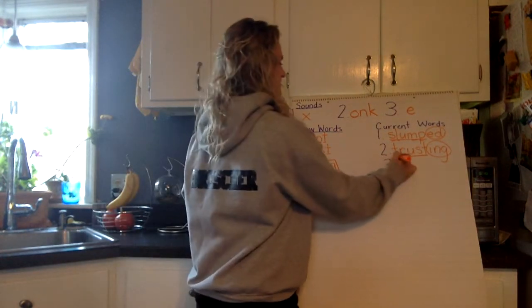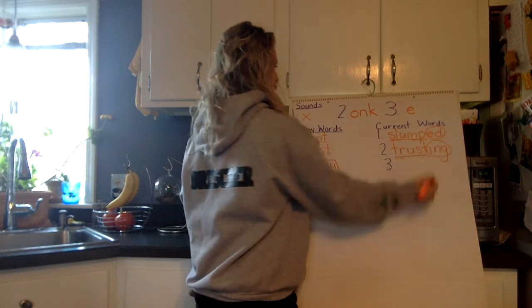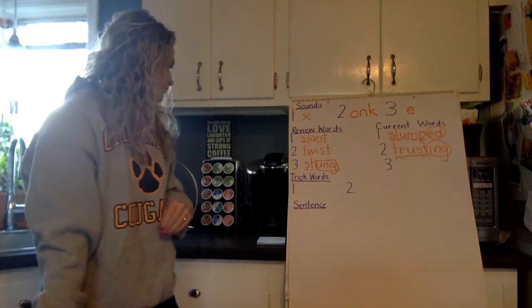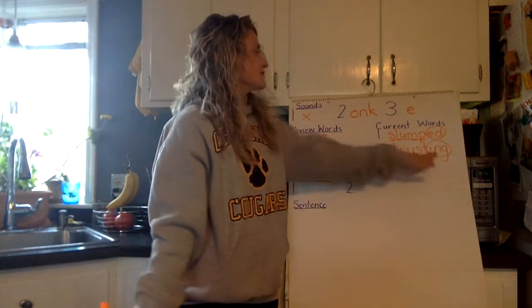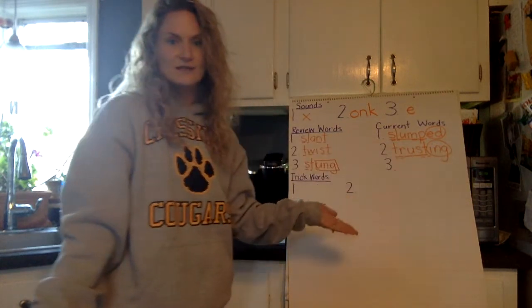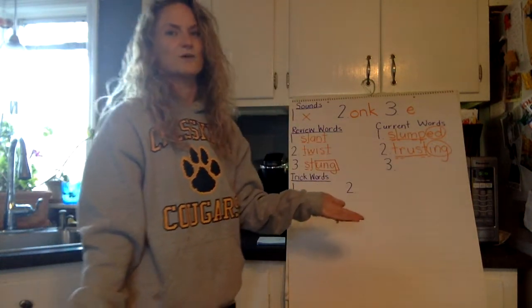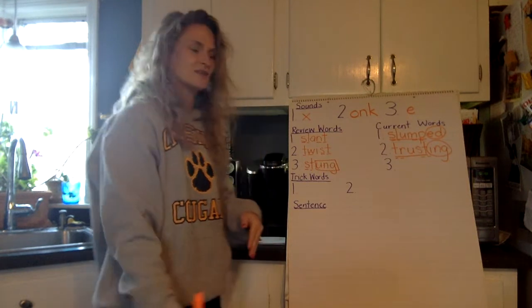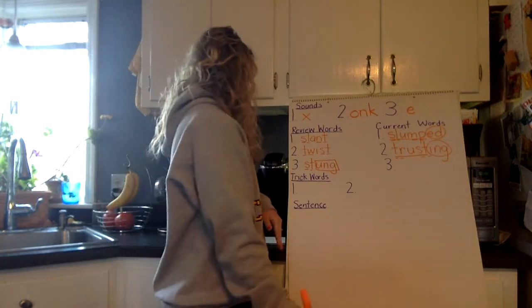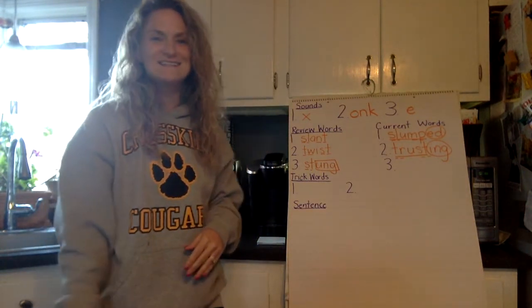All right, so we have the TR blend and we have the ST blend. Some of you also might notice that the NG is a blend, right? But we don't count it as a blend when it's in one of our glued sounds or in our suffixes. All right, and our last word, blended.